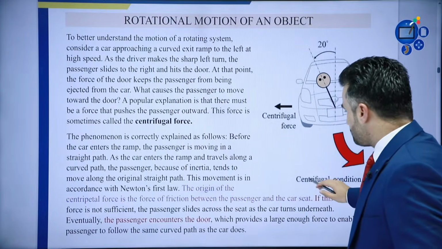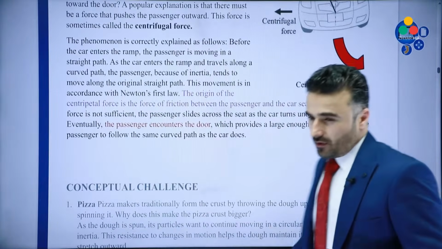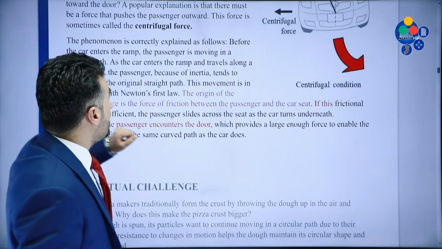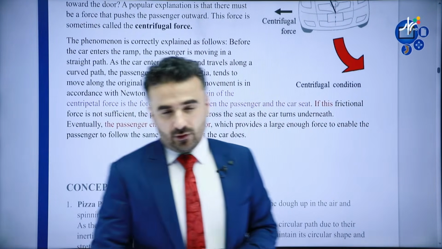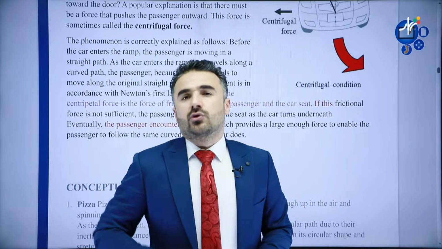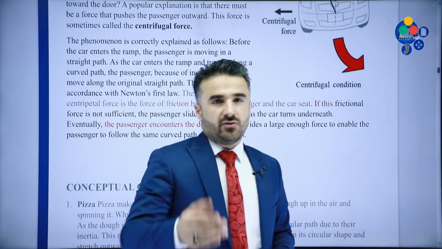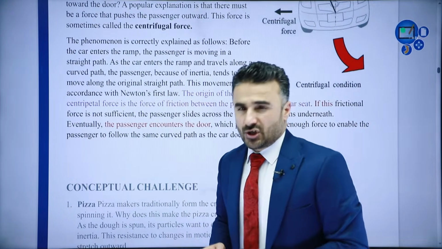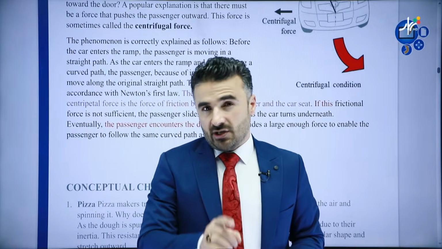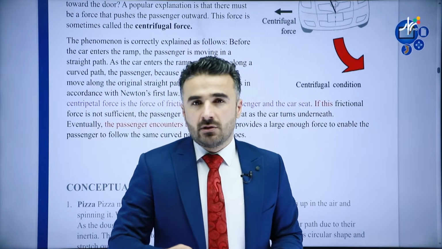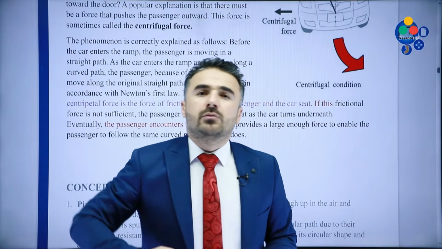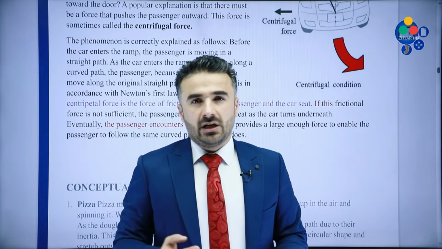Okay, but the true reason behind this phenomenon can be correctly explained like this. Before the car enters the ramp, or the corner, the car moves in a straight line. So the car has a certain moment of inertia, including you, because you are part of the car, okay? But when the car makes a sharp turn, what happens? Now the direction of the motion is changed, but your moment of inertia tries to keep you moving in a straight line, just like before, even though the car made a turn.